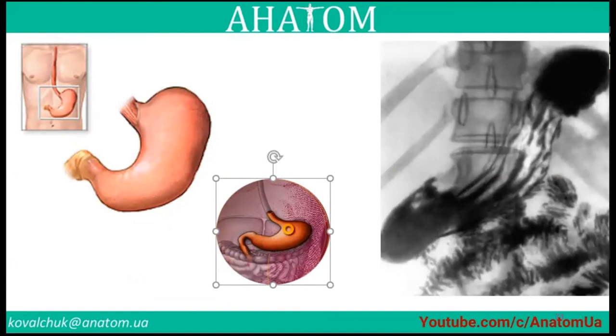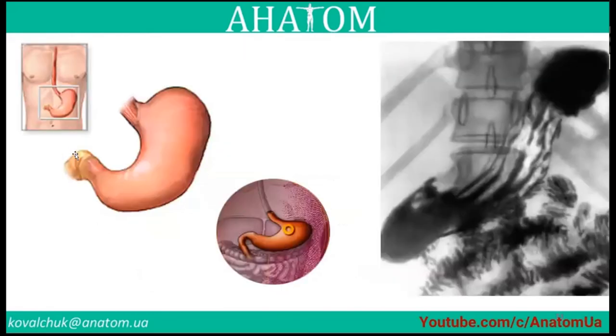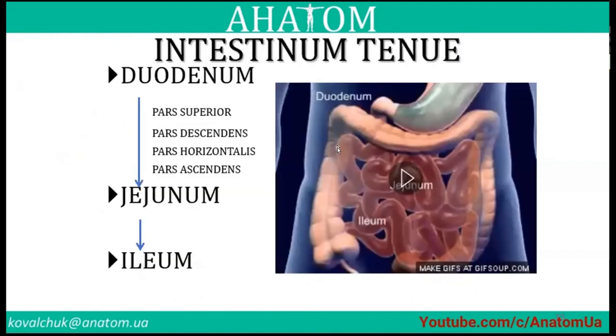during digestion. Small intestine: it's a part after the stomach. Here the pyloric sphincter finishes, and next starts the duodenum in this picture. Duodenum, jejunum, and ileum are the three parts of the small intestine. The duodenum consists of a superior part, descending and horizontal and ascending parts.